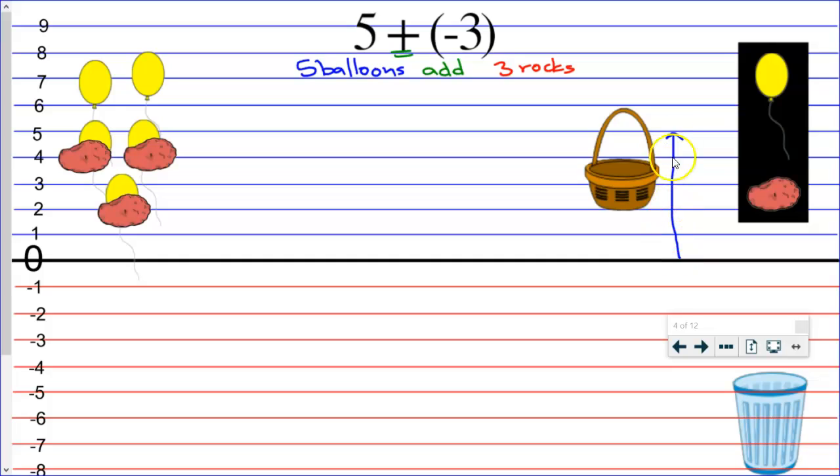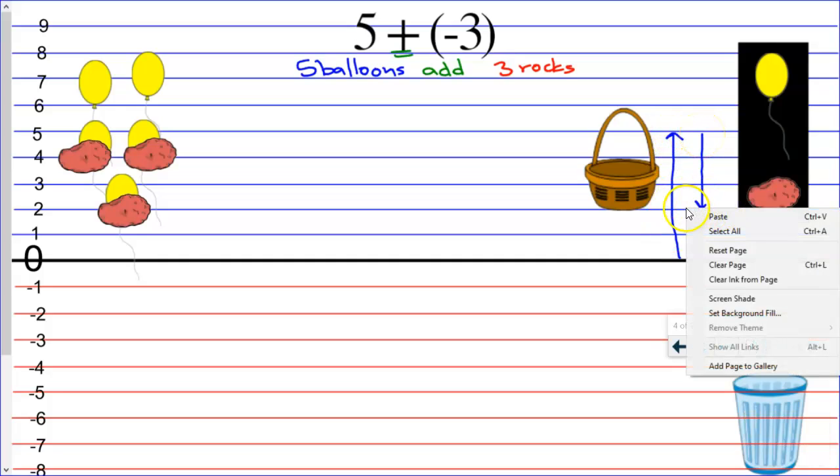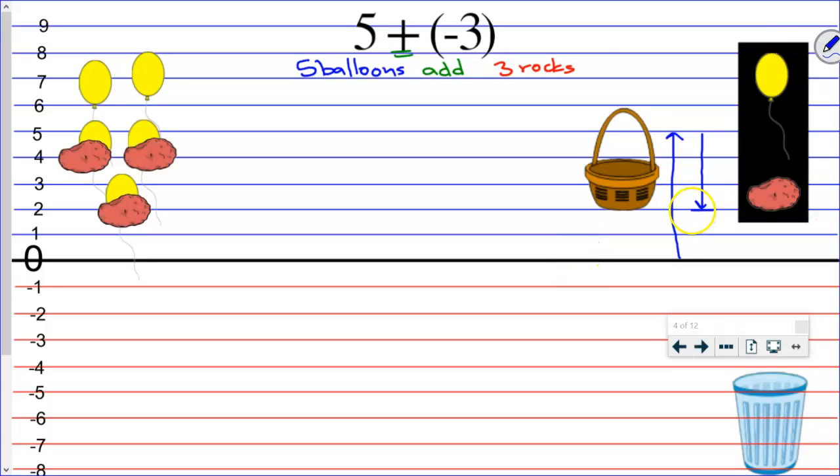Let's talk about why it's at 2. Again, here's my arrow. Basket was up here, but then those 3 rocks made it sink down, so it's going to be right there. And why? Why is it at 2 when I have 5 balloons and 3 rocks in there? Who thinks they can do a good job explaining? Good, Matthew, give it a try.